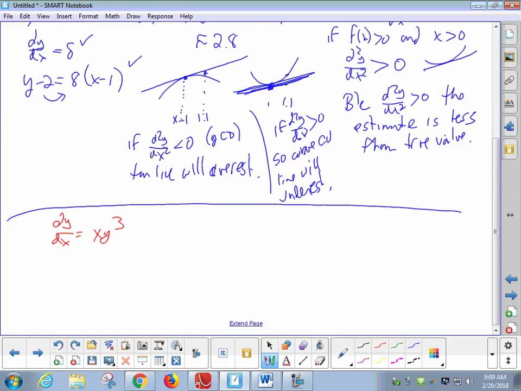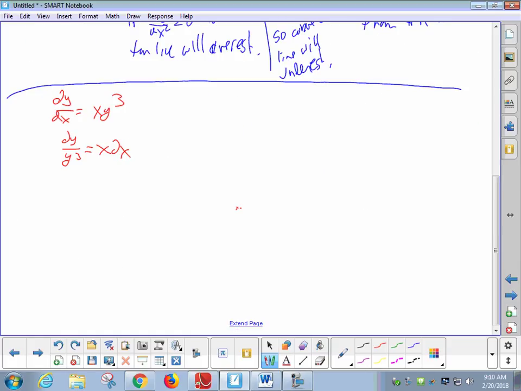What's the most important step? Separating variables. This can be really hard algebra sometimes. This one's definitely not. dy over y cubed equals x dx. You have to know yourself. I make mistakes when it's written like this, so I would take the time to write it y to the negative 3 dy, because then I won't screw up my power rule. Remember that exponent's negative. So now if I integrate, what's the antiderivative of y to the negative 3? Power rule.